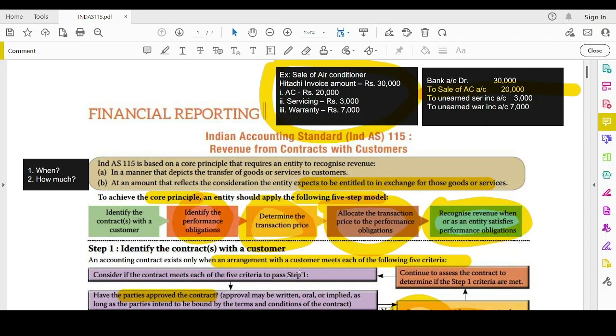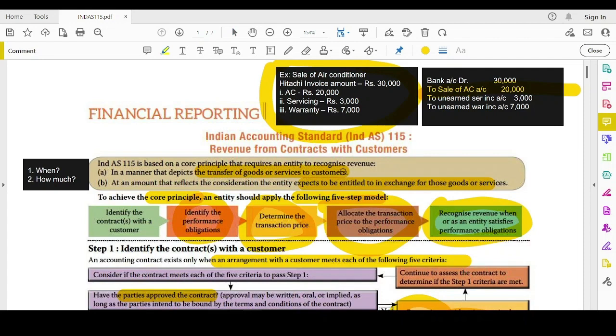In earlier accounting standards, we had to recognize revenue using either the proportionate method or the percentage of completion method. Likewise, there were multiple methods, which created confusion among accountants. Now we have a clear-cut method which states that an entity has to recognize the revenue when the transfer of goods or services to the customer is completed.